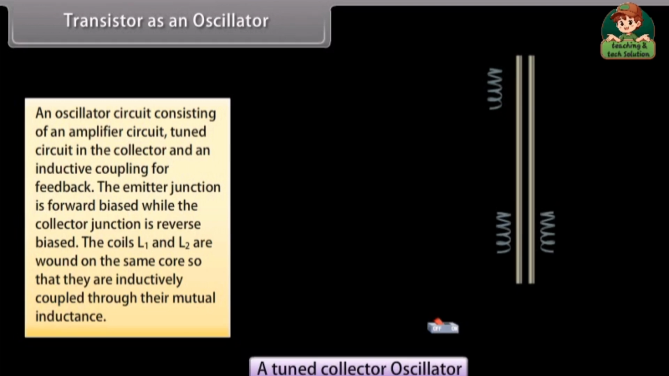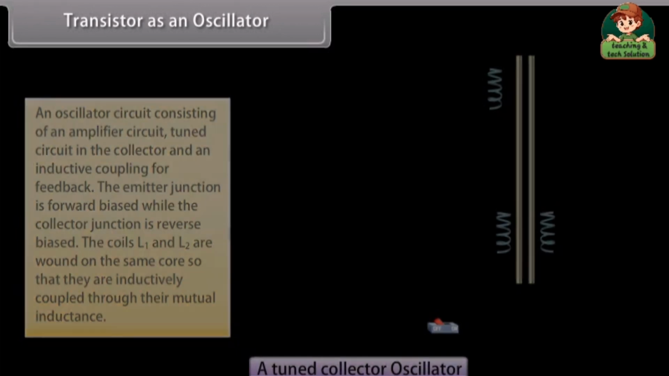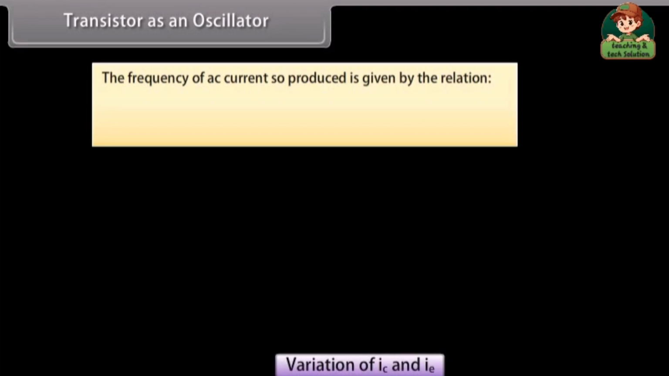On pressing the key, collector current suddenly starts flowing through L1. Consequently, a voltage is induced in coil L, which charges the capacitor C with such a polarity as to support the forward bias of base emitter circuit. On reaching saturation, collector current stops varying, hence induced EMF in coil L vanishes. The frequency of AC current so produced is given by the relation f equals 1 upon 2 pi multiplied by 1 upon under root LC.